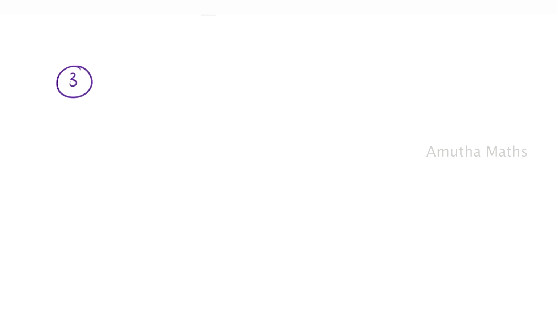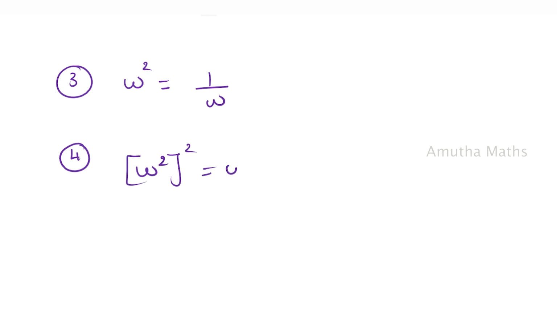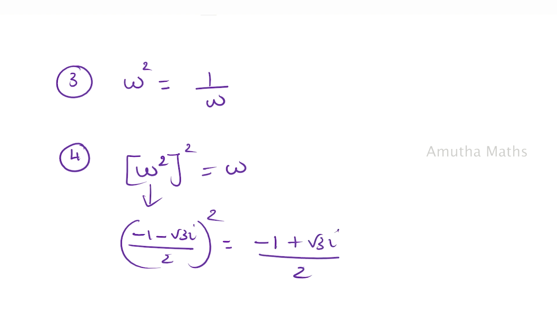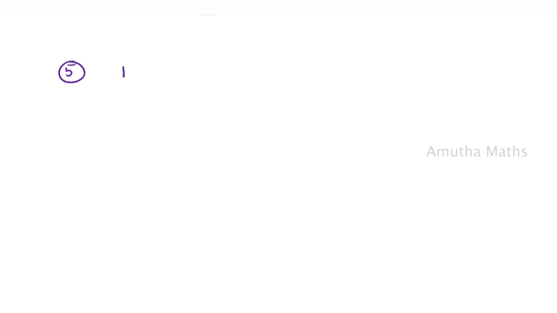See, the third one is omega square is equal to 1 by omega. Okay. And fourth one is, if you square omega square, I get omega. Is it not? So this is actually -1 minus root 3 i by 2, the whole square. So if you square this one, I get -1 plus root 3 i by 2. Okay, that is what is omega. Right. Then fifth property is 1, omega, omega square forms GP.